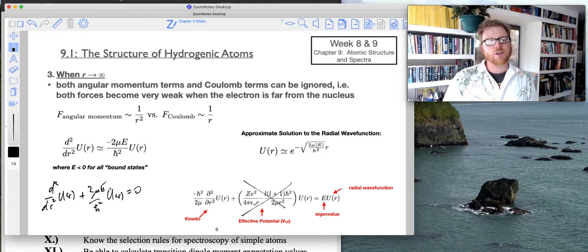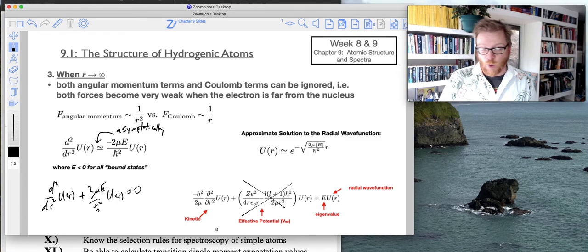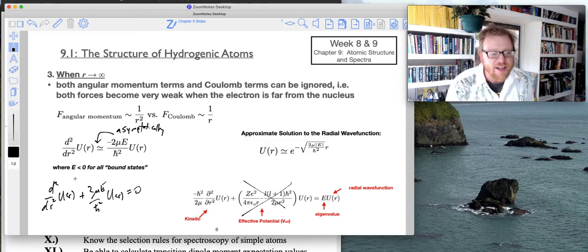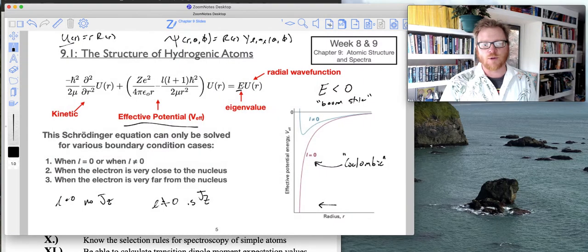Now, as you're looking at this, you notice that there is this other condition here. This sign means, assuming I can spell, asymptotically equal to. So there is an asymptote that this thing is approaching. And that asymptote is actually given by our boundary condition that E must be less than 0 for all bound states. And I've already showed you what that asymptote looks like.